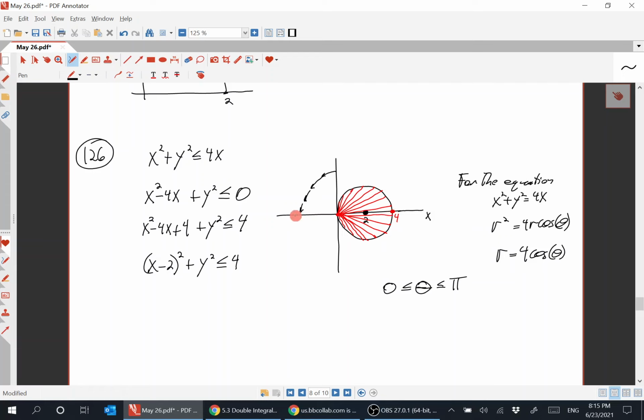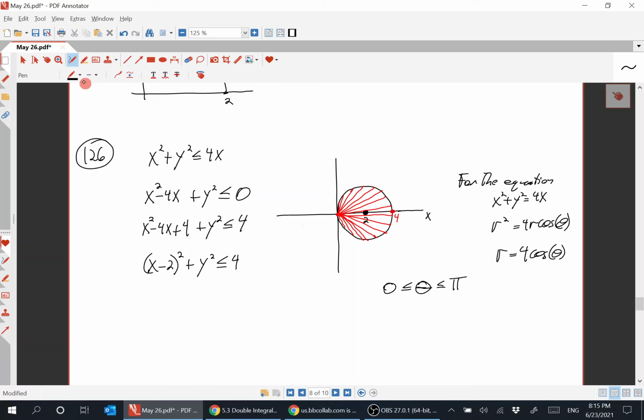So (4, pi) is here, and (negative 4, pi) is over there. Right, so from 0 to pi, you're tracing out the whole circle. From 0 to pi over 2, the r's are going like this. And from pi over 2 to pi, the r's are going like that, right?